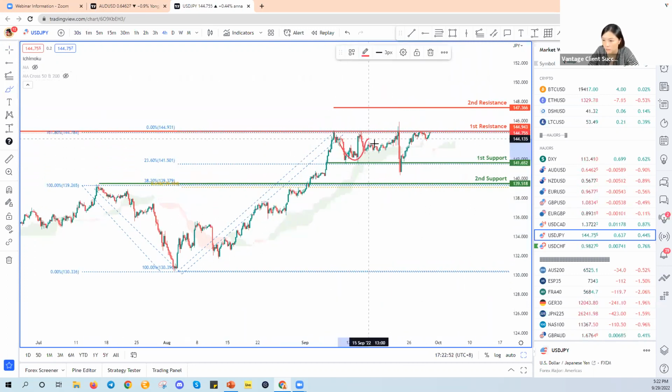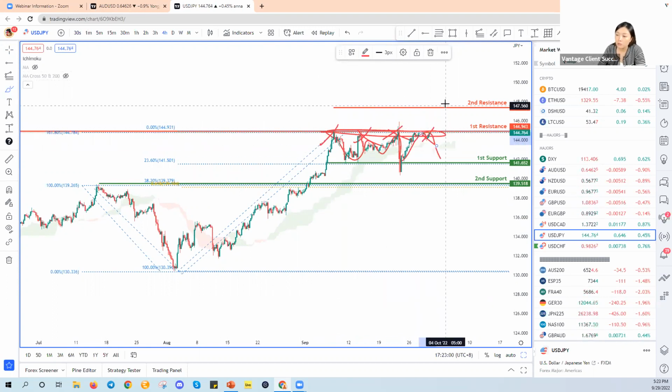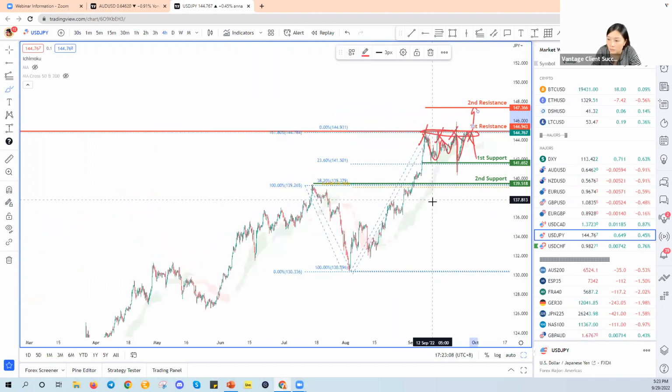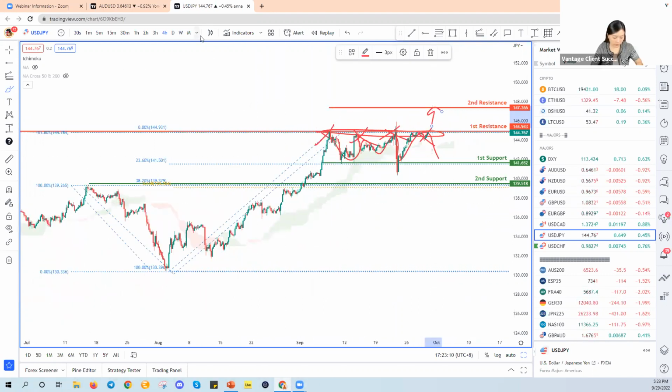It has been ranging a couple times and failing to break this level because it's really at an all-time high since 1998. But if USD strengthens again, we are looking at a very real potential that it will go to my second resistance first, at 147. Let me plot forward to see why I actually put that.